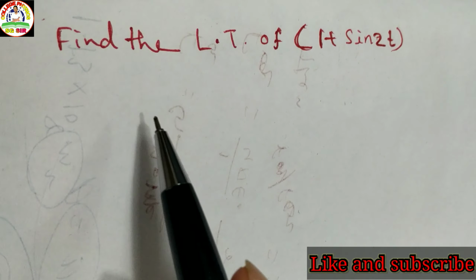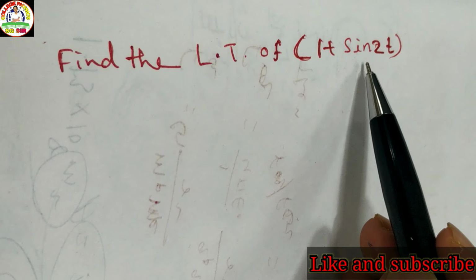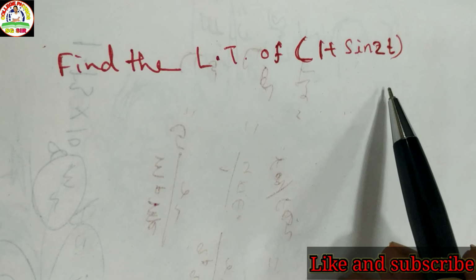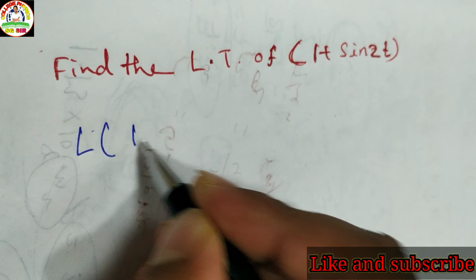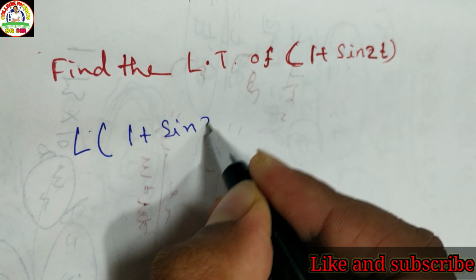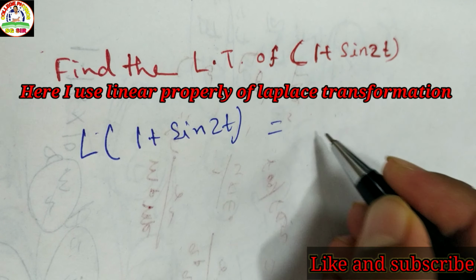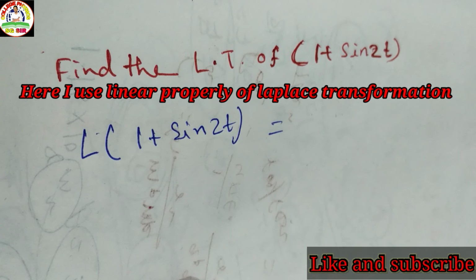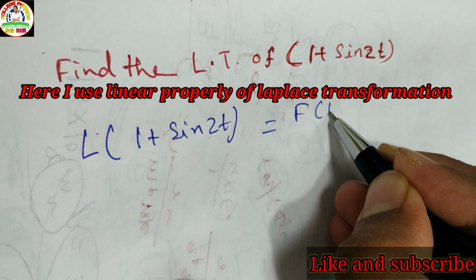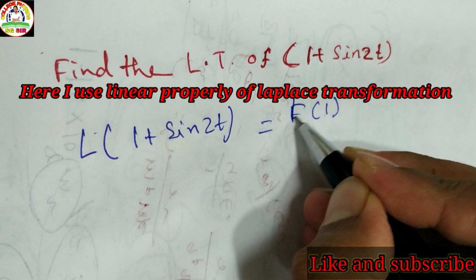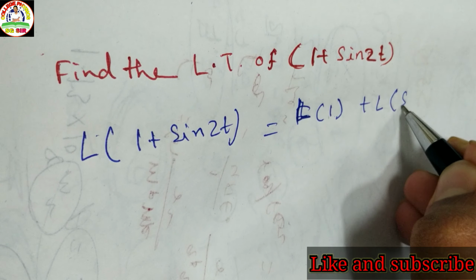Suppose one problem is given: find the Laplace transformation of 1 plus sin 2t. So we calculate the Laplace transformation of 1 plus sin 2t. How do you calculate it? You separate it that way: the Laplace transformation of 1 plus the Laplace transformation of sin 2t.